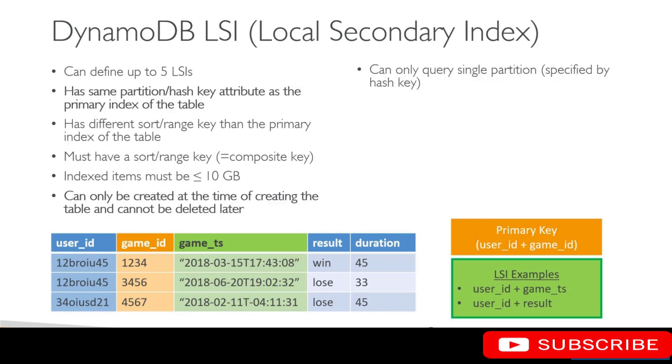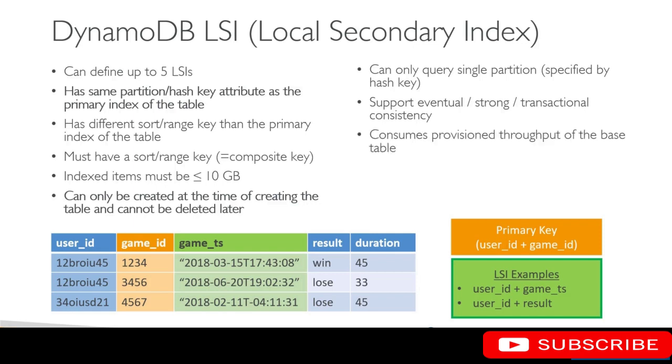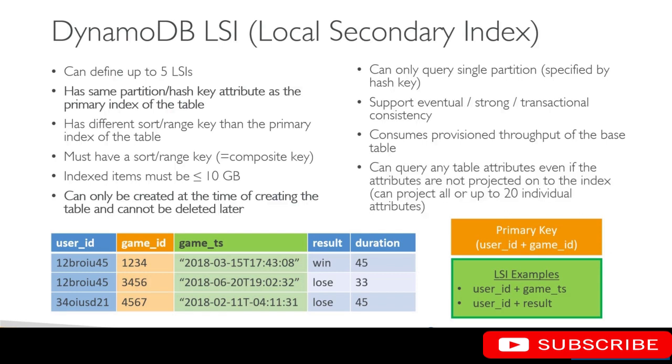With local secondary indexes, you can only query a single partition. You cannot query across the partitions, and LSI support all different consistency models, that is eventual, strong, or transactional consistency. And another good thing is the LSIs consume the provisioned capacity that's allocated to the underlying table. So you don't have to pay for additional capacity consumption. It uses the same capacity that's allocated to the table. You can query any table attributes even if these attributes are not projected onto the index.